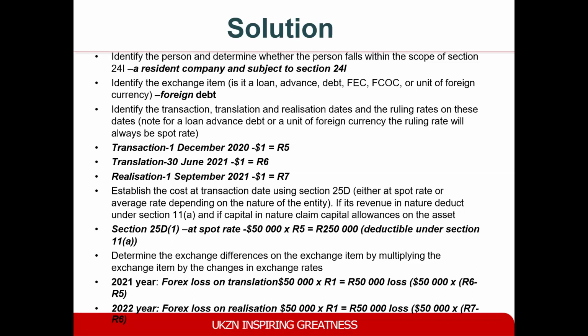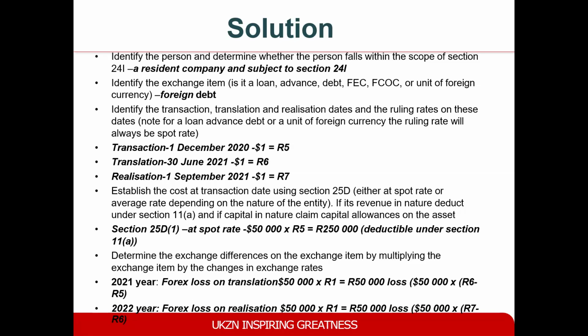It's deductible under section 11(a). Why? Because it's expenditure and losses actually incurred. So we bought trading stock, and trading stock is deductible. But if we bought an asset, it was not going to be deductible because it would be capital in nature.